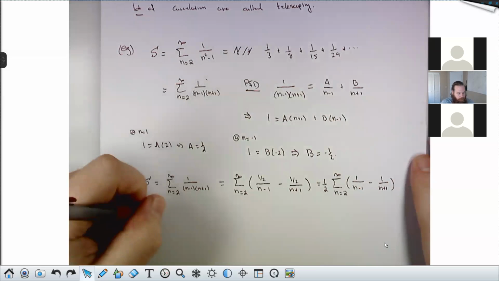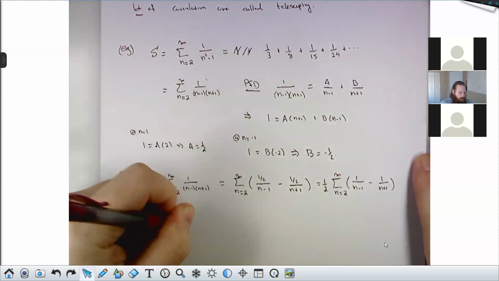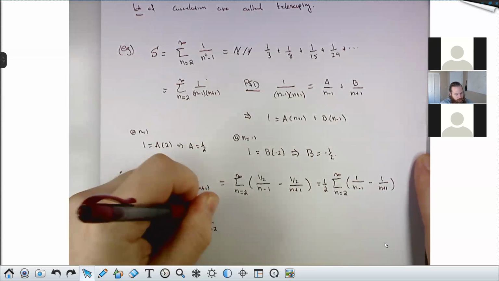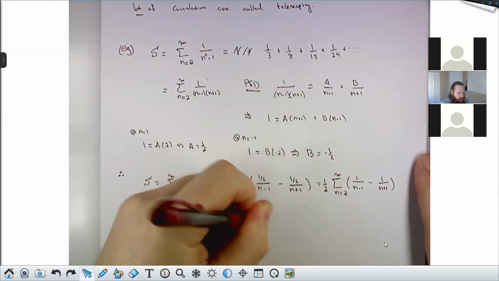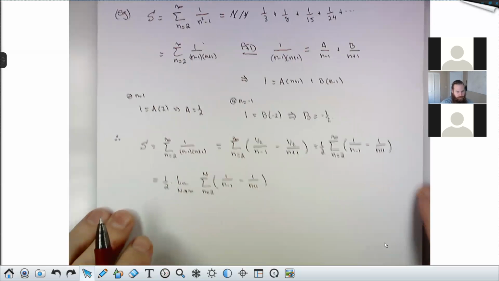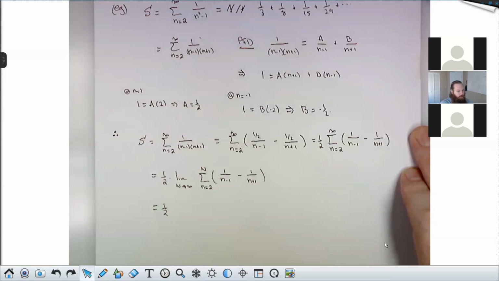Now here, I write this as 1/2 limit capital N to infinity, sigma little n from 2 to capital N, 1 over n minus 1 minus 1 over n plus 1. Very similar to how we do our improper integrals. And again, the analogy between infinite series and type 1 improper integrals is a very deep analogy. And these telescoping series, we can actually figure them out the same sort of way we do our improper integrals.